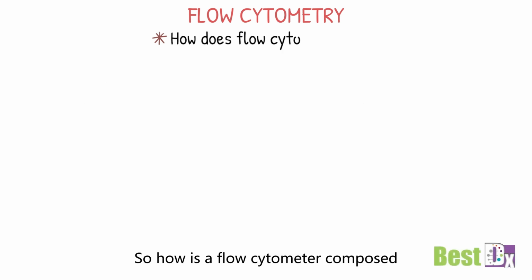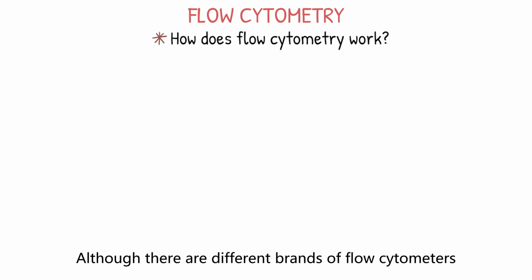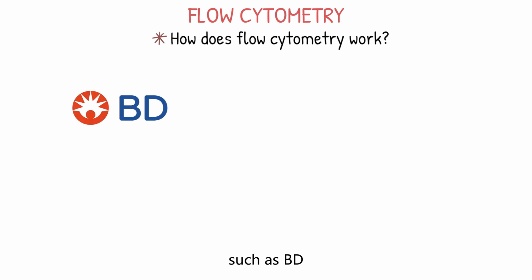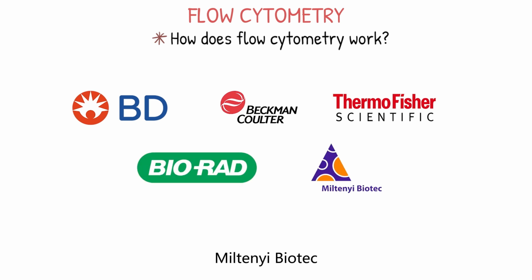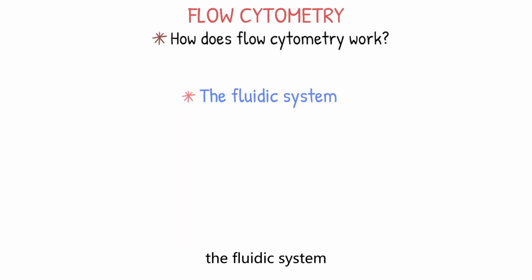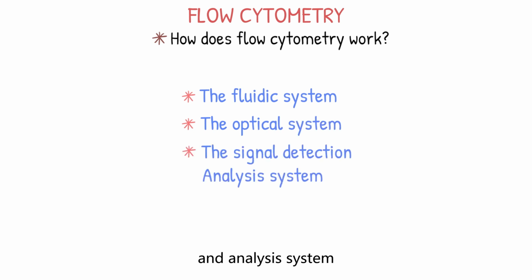So how is a flow cytometer composed? Although there are different brands of flow cytometers on the market, such as BD, Beckman Coulter, Thermo Fisher Scientific, Bio-Rad, Miltenyi Biotec, etc., their main components are no more than three: the fluidic system, the optic system, and the signal detection and analysis system.